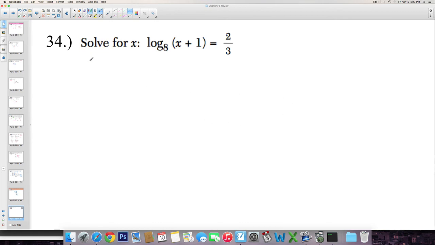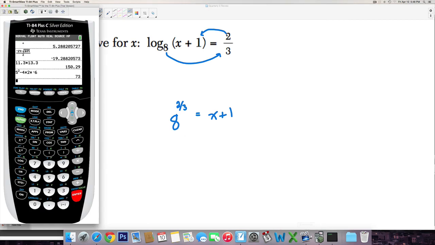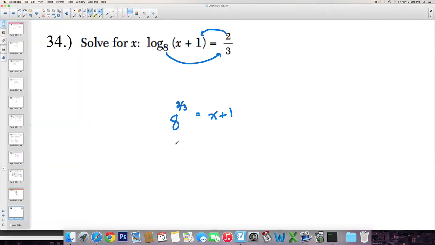Okay, so logs, we want to solve for x. Can't do anything any further, but what we can do is change this over to exponential form. So 8 to the 2/3 equals x plus 1. So 8 raised to the 2/3 is 4. 4 equals x plus 1.